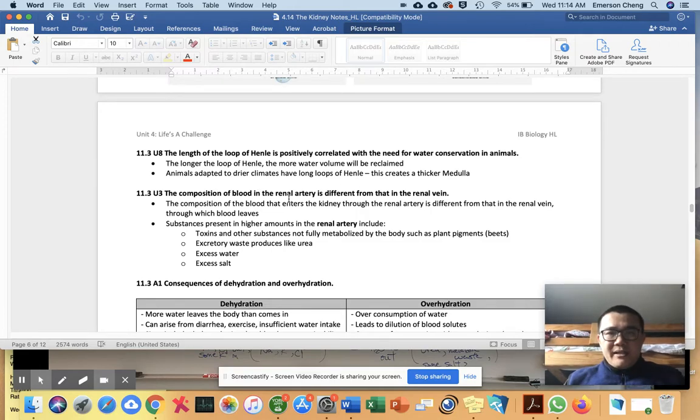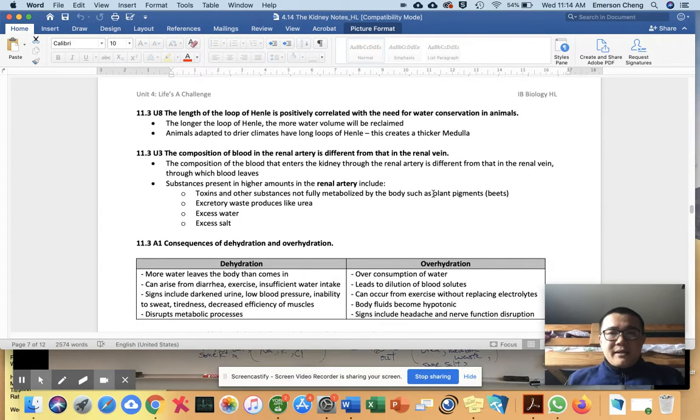The composition of blood in the renal artery is different from the renal vein. At this point in the renal artery, you have more excess water, more excess salt, toxins, and other things not metabolized. That's why if you had beets and a few hours later you go pee, you will notice that your pee looks red. It's because those are substances that are not fully metabolized. So the composition of blood is different.